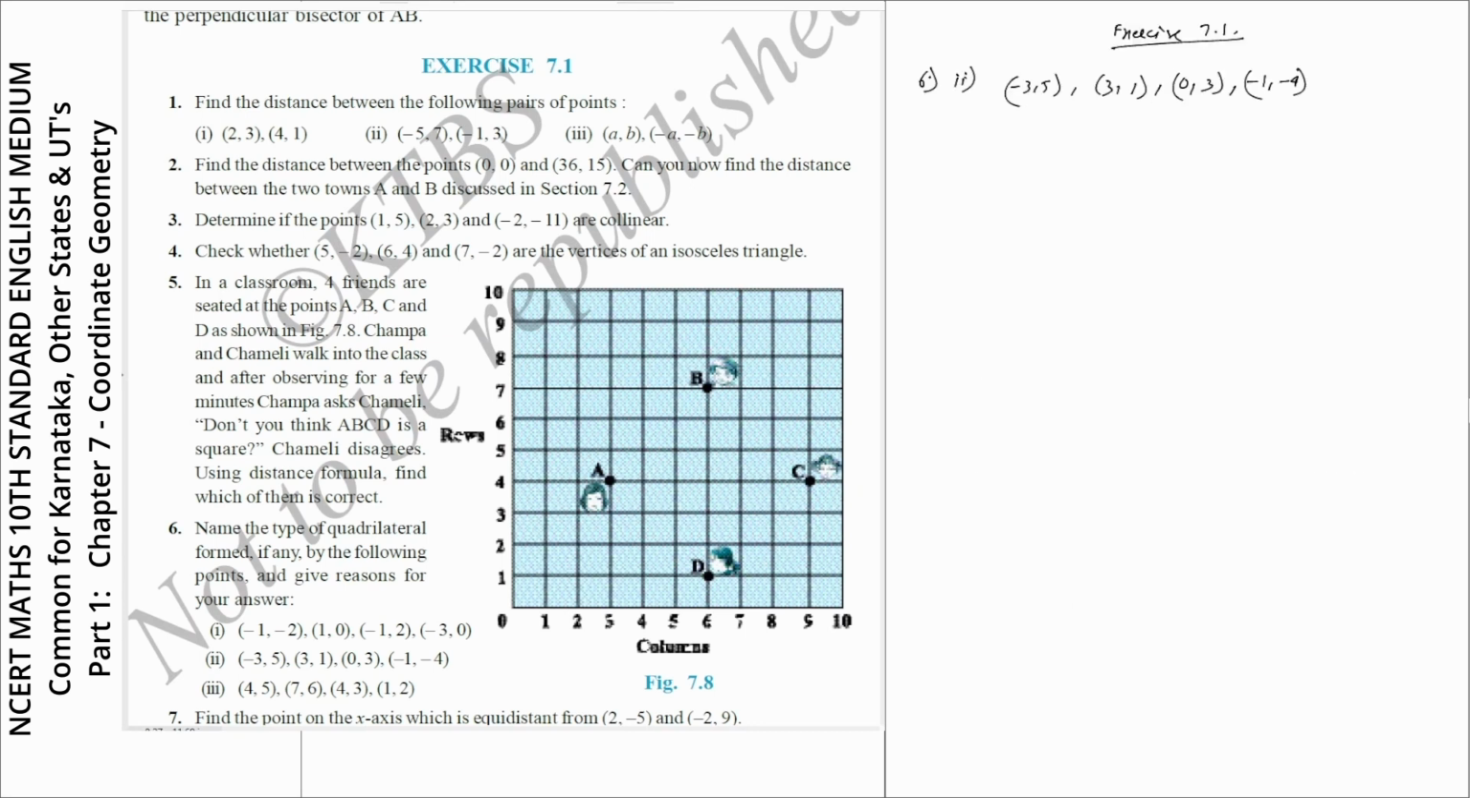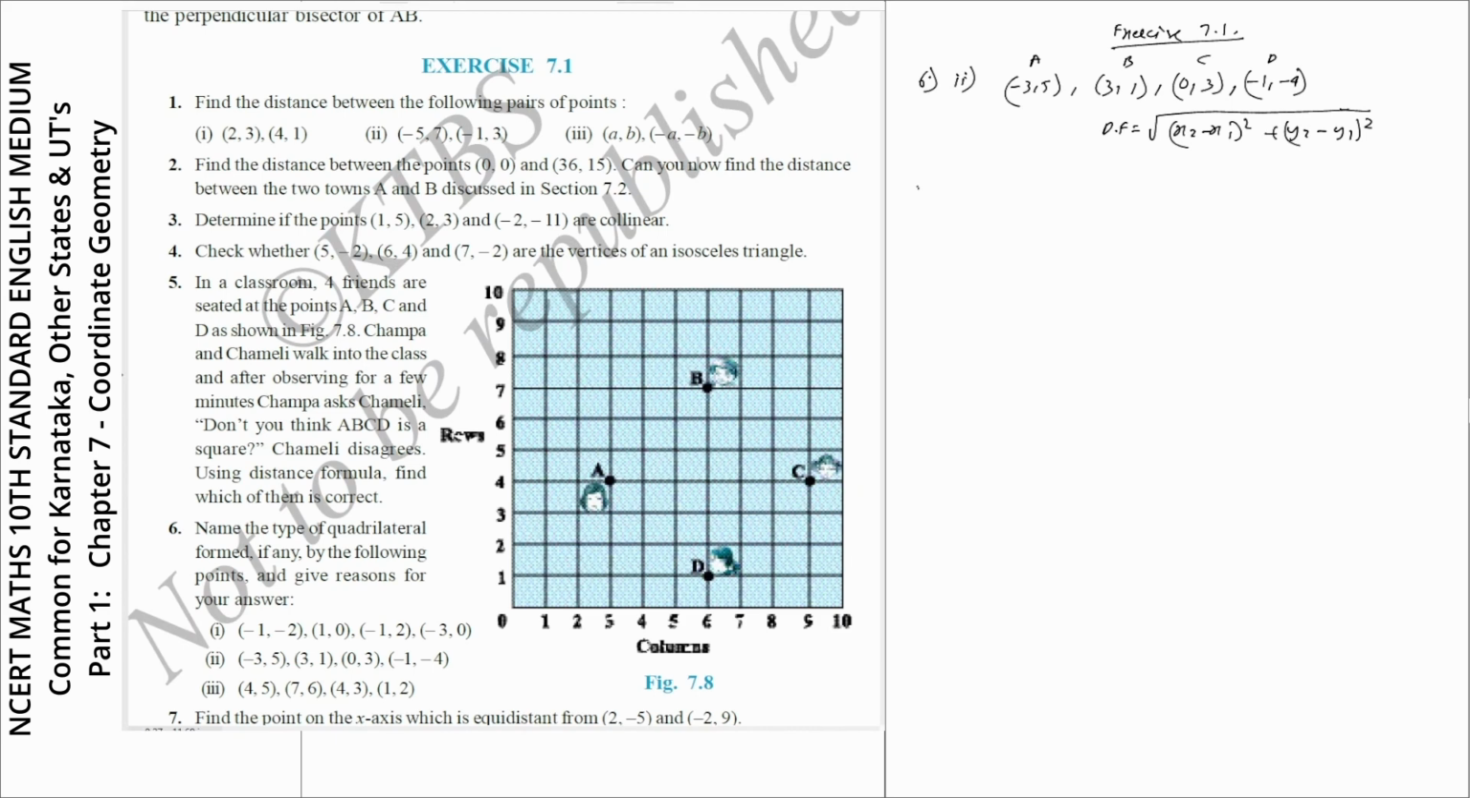Exercise 7.1, question number 6. Sub question is 2. Points are minus 3, 5, 3, 1, 0, 3, minus 1, 4. So I'll take these points as ABCD. So distance formula is given by square root of x2 minus x1 the whole square, plus y2 minus y1 the whole square.